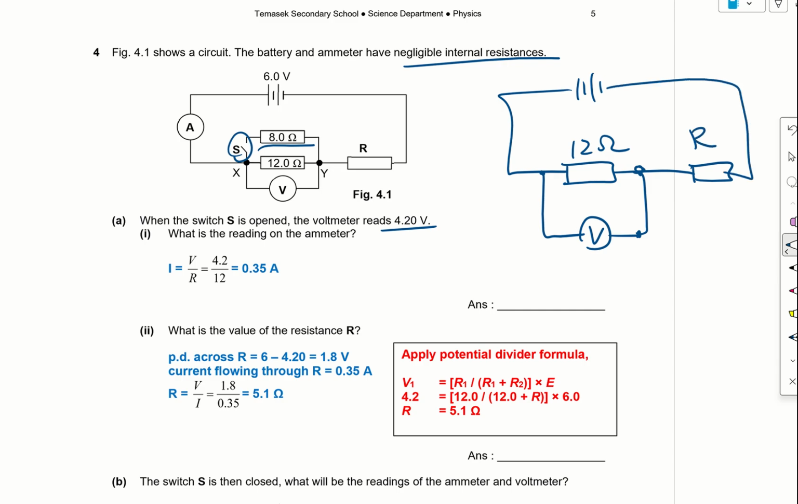So this is what happens when the switch is open. By spending 1 minute or less to redraw the circuit, you make it clearer. So this 12 ohm and R are connected in series. Now they tell us that this voltmeter reads 4.2 volts.